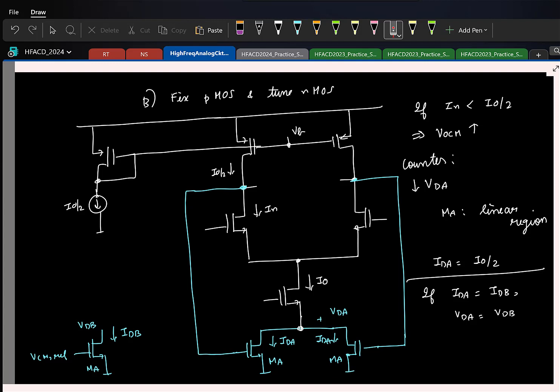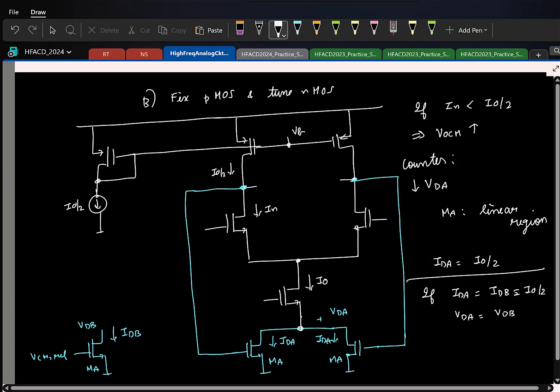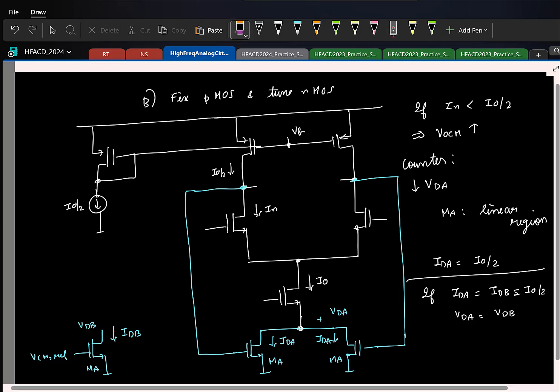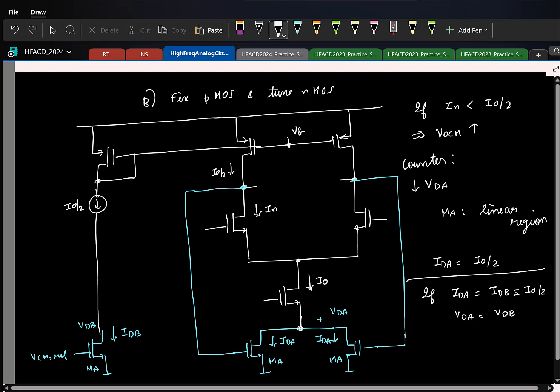So that's a very crude idea. Now we'll have to ensure these two conditions. That is, we have to make sure the same current flows and the drain voltage is also exactly the same. So first thing is the current. What is the current IDA? I0 by 2. So I have to make sure this current is also I0 by 2. So I have to enforce a current of I0 by 2 here. How do I do that? I already have this, so I can do this. Of course, that will force the current to be I0 by 2.